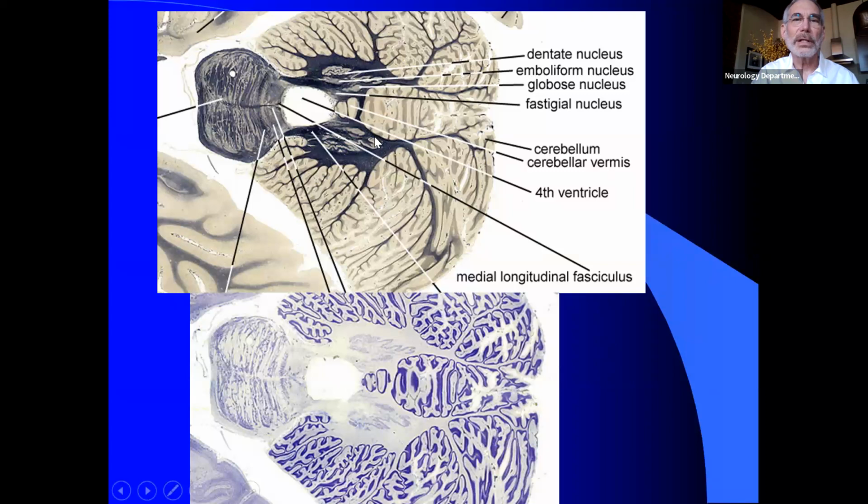Here's the dentate nucleus, the most lateral. Here's the fastigial nucleus, the most medial. And here are the emboliform and globose together, creating the nucleus interpositus.